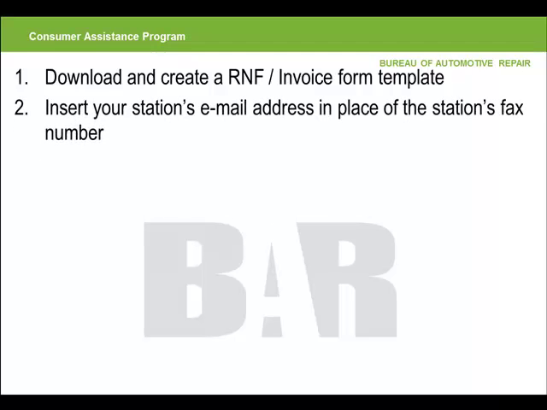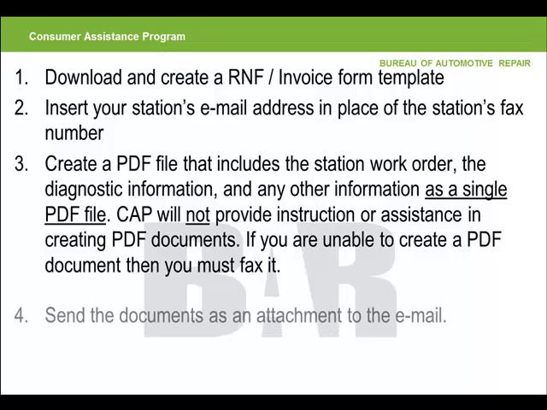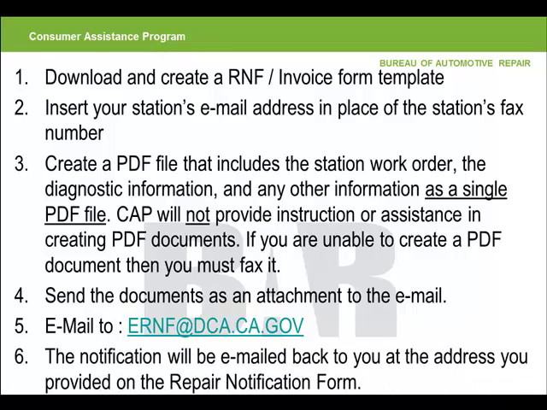Create a single PDF file that includes a repair notification form, work order, and diagnostic information, and any other information in a single document. CAP does not provide instruction or assistance in creating PDF documents. If you are unable to do so, then you must fax them. Next, you will send the document as an attachment to an email, and email it to rnf@dca.ca.gov. The notification will be emailed back to you at the address on the repair notification form.